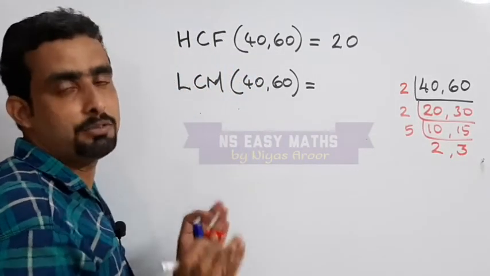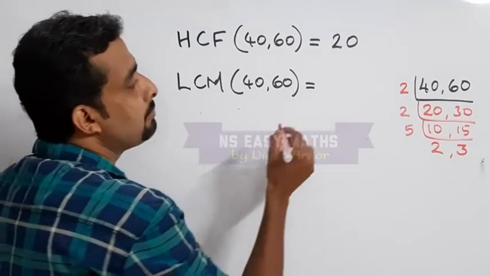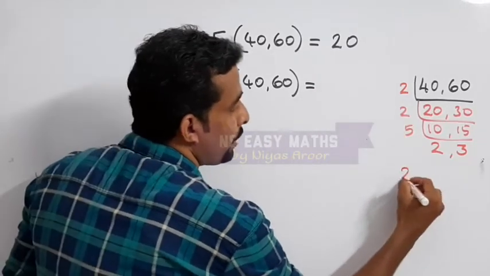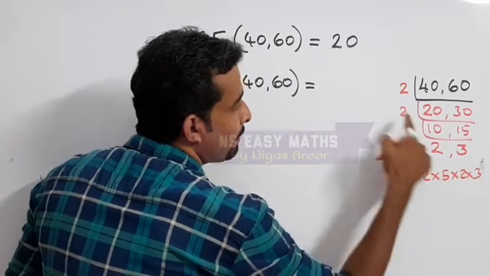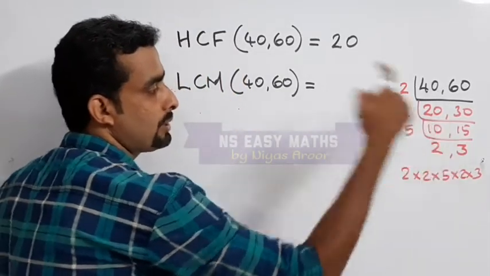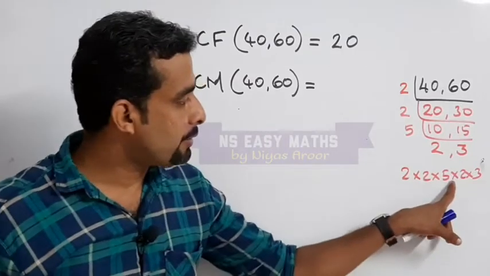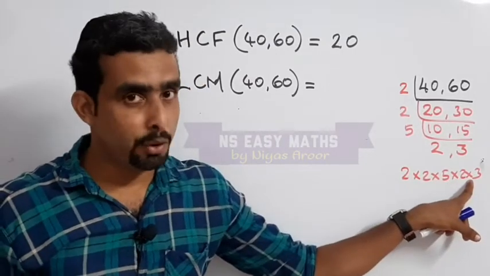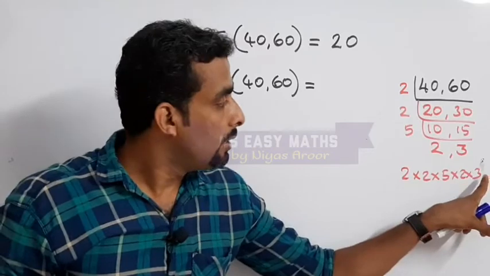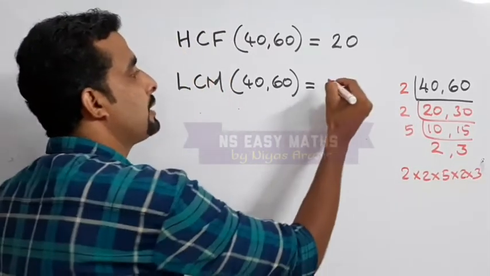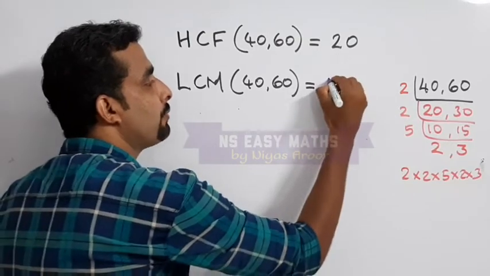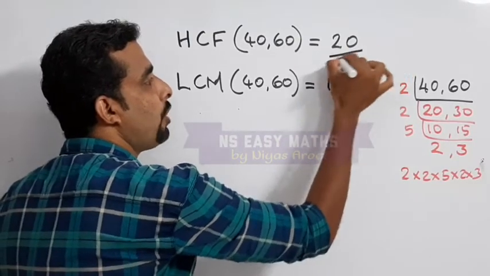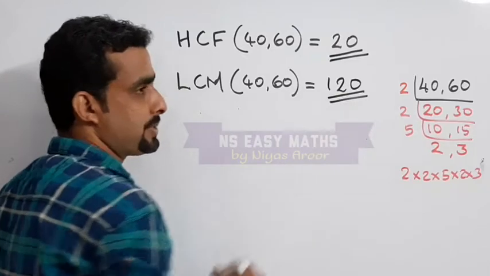So we can stop the work here, and LCM is equal to 2 into 2 into 5 into 2 into 3. What is the answer? 4 into 5, 20. 20 into 2, 40. 40 into 3, 120. 120 is the LCM of 40 and 60. So we got the HCF and the LCM.